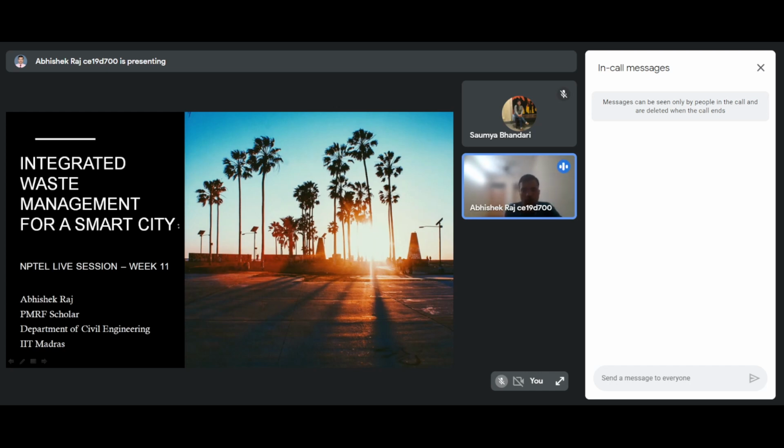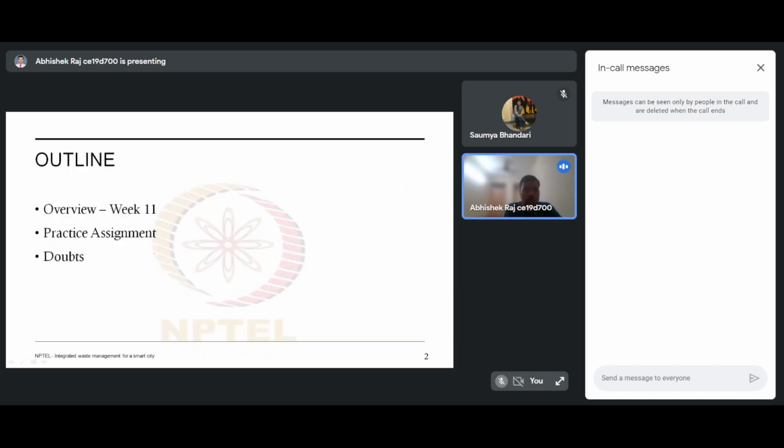So welcome to the 11th week on the course Integrated Waste Management for a Smart City. I'm Abhishek Raj, a PMRF scholar in the Department of Civil Engineering, IIT Madras. Firstly, the outline for this session. We'll have an overview of the 11th week, what was the content covered in this week, followed by the practice assignment, and then we can take on some doubts.